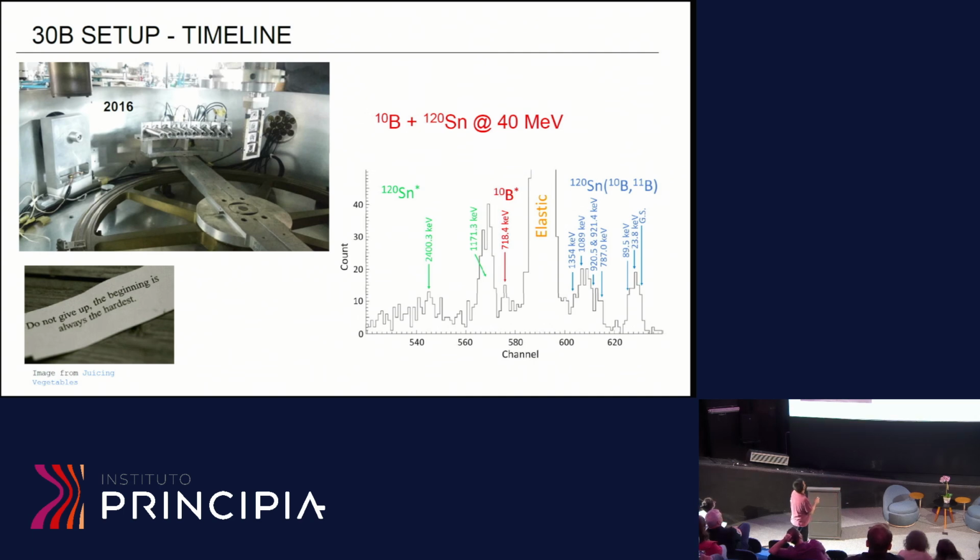But then we could produce this very nice spectrum where we can see the elastic scattering. This was boron on tin-120, and we could resolve all these excited states from the target and from the projectile. Here we have the first excited state of boron 10, and here two excited states of tin-120. We could also see some events related to the transfer of one neutron from boron 10, forming boron 11 and tin-119.